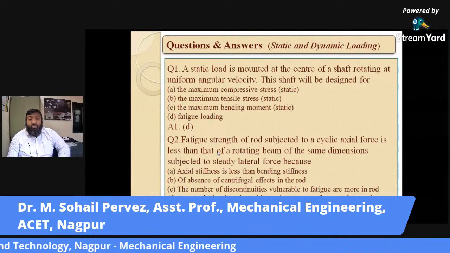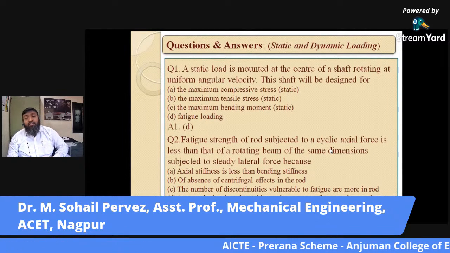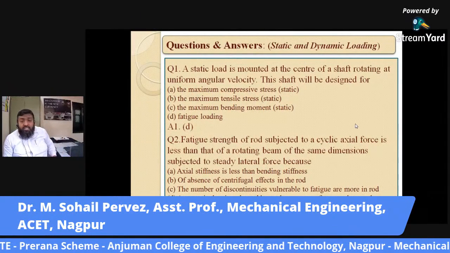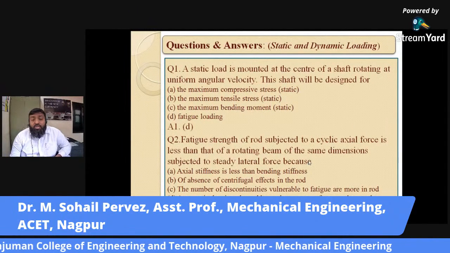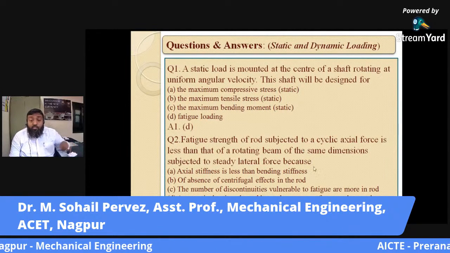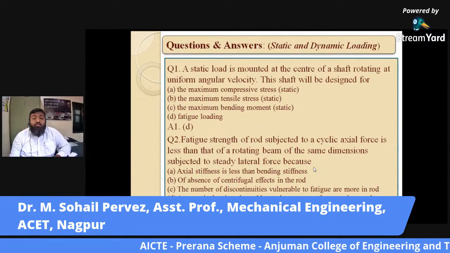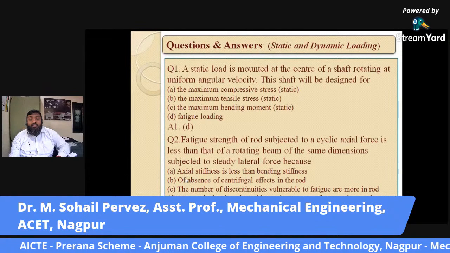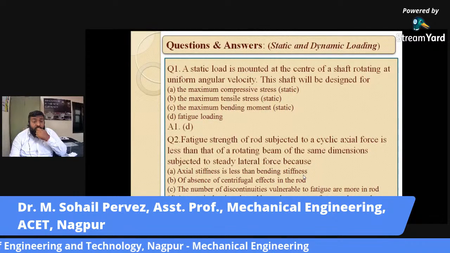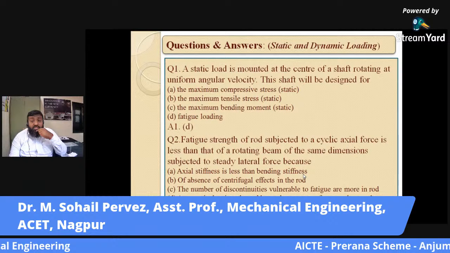Now, question number 2. Fatigue strength of a rod subjected to cyclic axial force is less than that of a rotating beam of the same dimensions subjected to steady lateral force, because axial stiffness is less than bending stiffness. Now, where comes the issue of stiffness here or bending? Let us see to it.